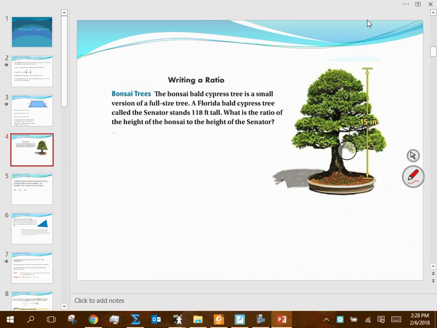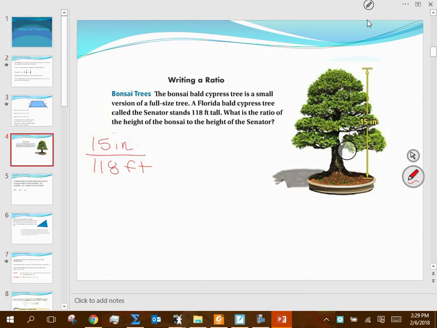This question is comparing a bonsai tree, a very small tree, to a full-size outdoor large tree. They're saying that the bonsai tree is 15 inches. The outdoor tree, which they call a senator, is 118 feet. So obviously quite a large discrepancy in their sizes. They want you to come up with the ratio of the height of the bonsai to the senator. Bonsai, 15 inches. Senator, 118 feet. If I write that down, this is what I want you to understand, this is why we talked about getting the units to be the same.